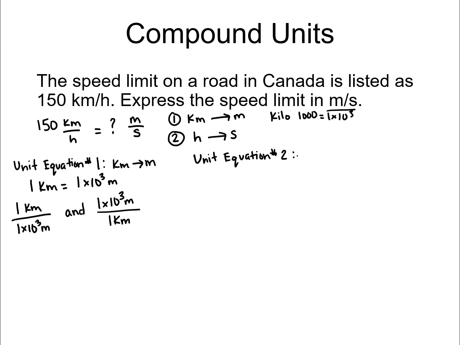So for our second unit equation, we're dealing with the time. We have to go from hours to seconds. But we can't just jump there. We actually have to go through minutes. So hours to minutes, 1 hour has 60 minutes.